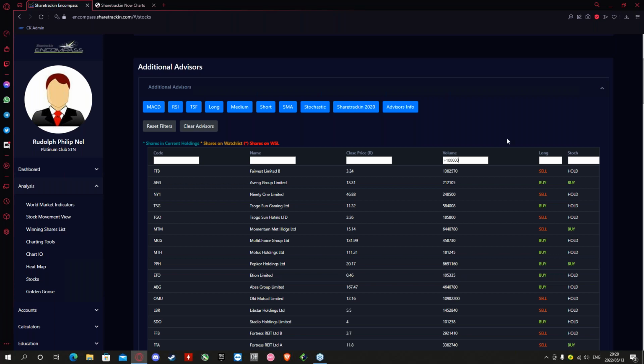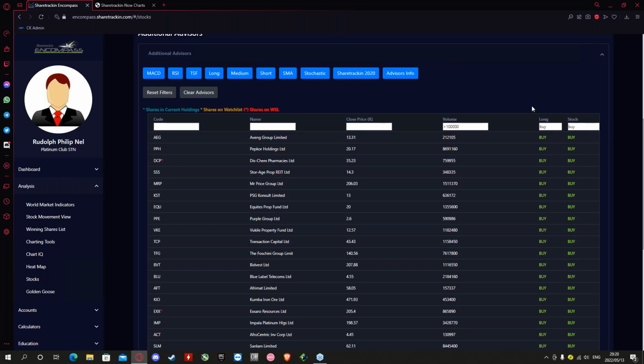Then long we're going to change to buy because we want an overall upward trend. We're going to change that to buy. And then also stochastic, we're also going to change to buy. So we want two buying indications. We want an overall upward trend on most of our shares.